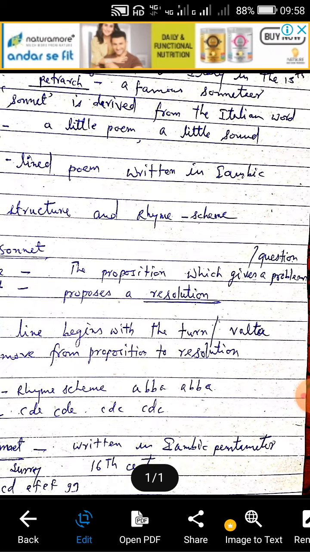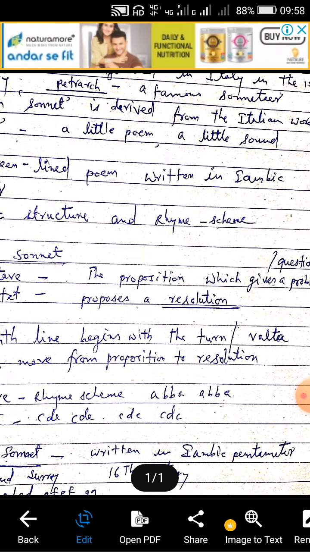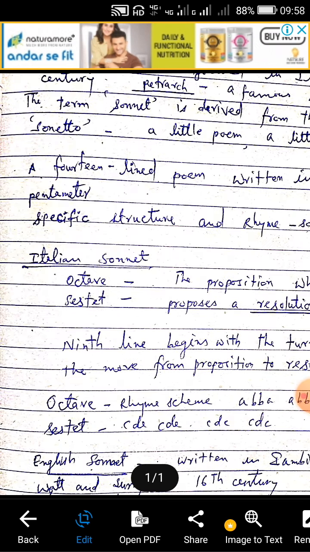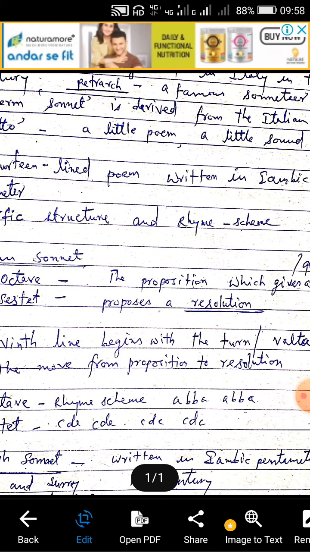Octave introduces the problem or the question or the proposition we can call. The thought is introduced in octave, and the sestet proposes a resolution. Resolution means a result.